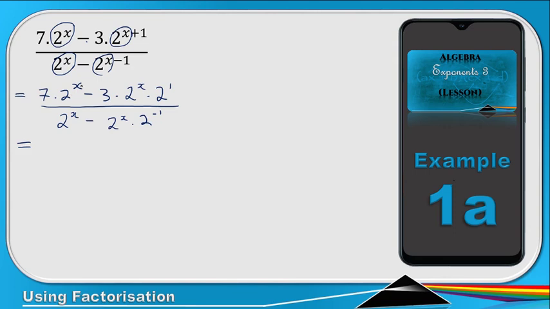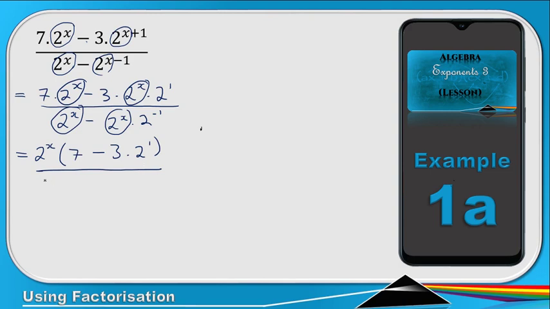Now we can go ahead and factor out 2 to the power of x as a common factor, because we have two terms here in the numerator, and the common factor is 2 to the power of x. So we have 2 to the power of x, and then 7 is left in the first term, minus 3 times 2 to the power of 1 is left in the second term. And that's all over 2 to the power of x, and then in this term we've got 1 minus 2 to the power of negative 1.